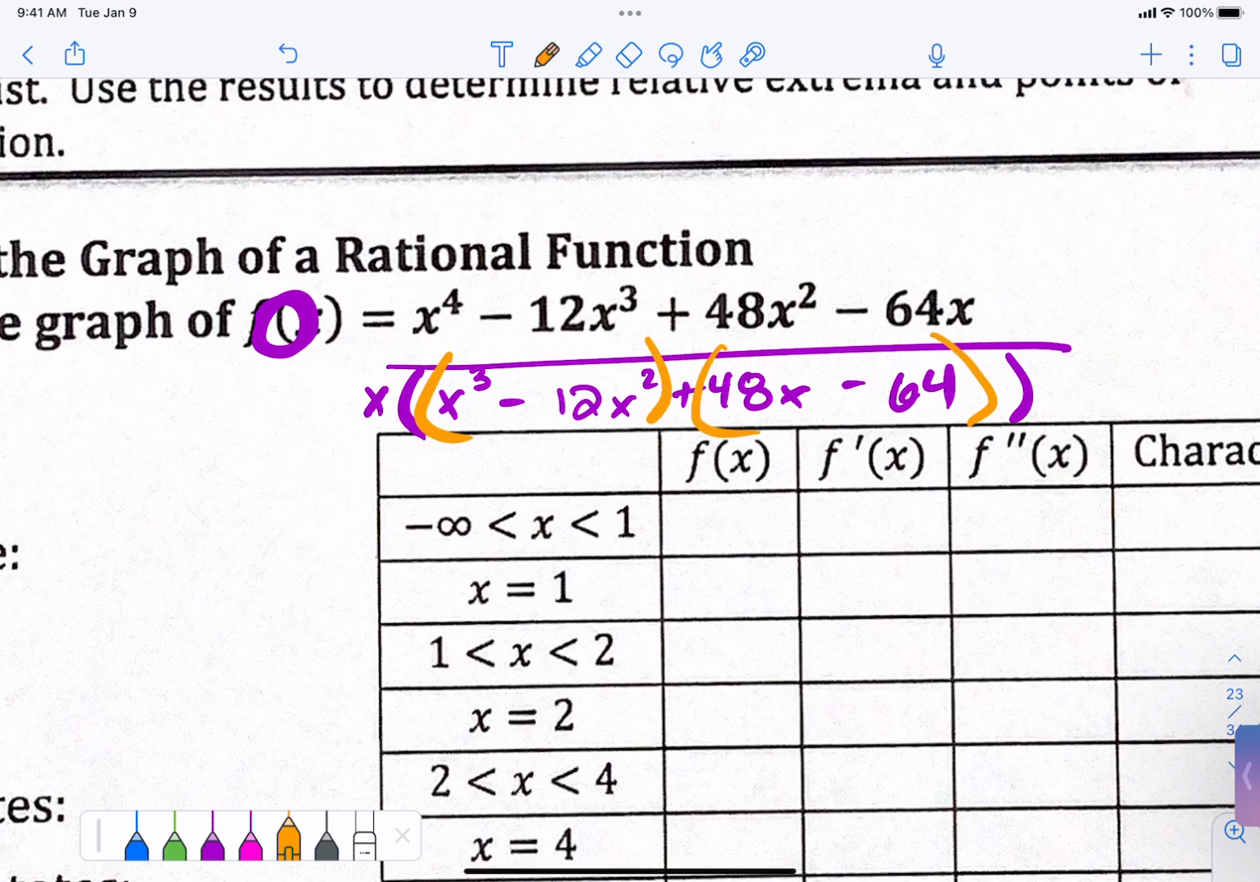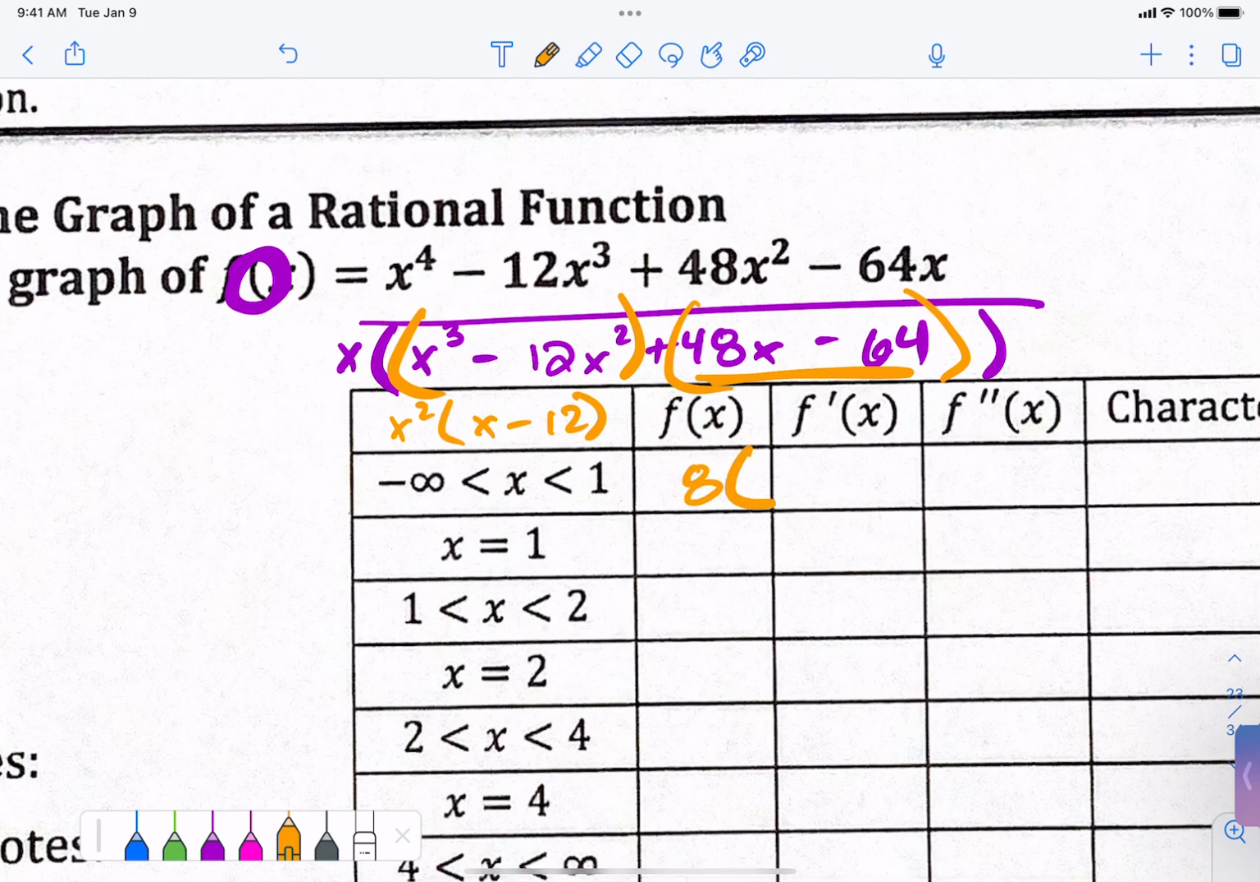The deal here is, if we could pull an x squared out, we would be left with x minus 12, right? This one we would have to pull out an 8, and left would be 6x minus 8. No, we could pull out a 16, actually. If we pull out 16, we would be left with 3x minus 4, right? But the problem is, x minus 12 and 3x minus 4 are not the same. So we couldn't do that.